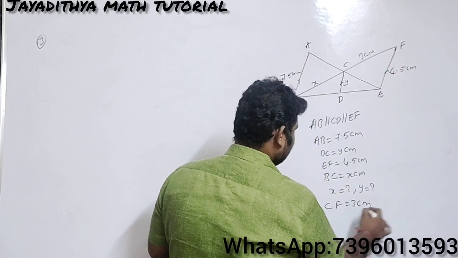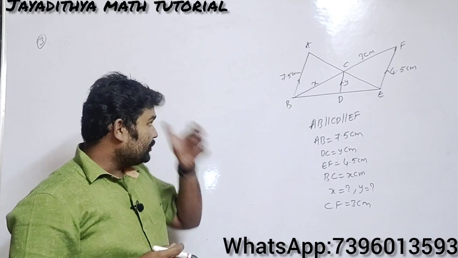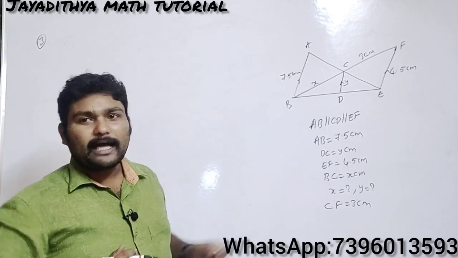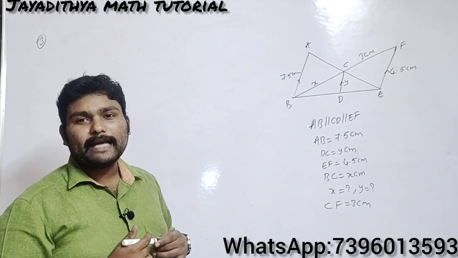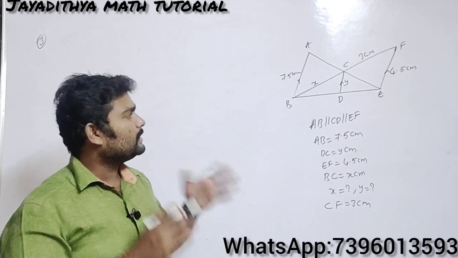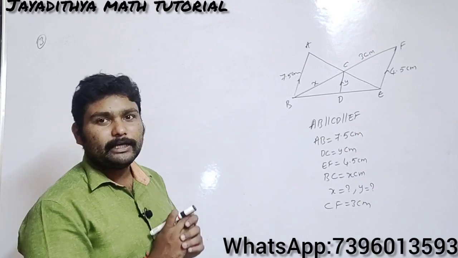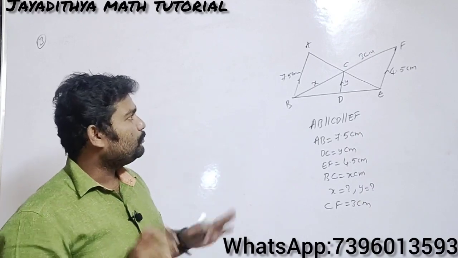CF is equal to how much? 3 centimeters here. Okay, so you need to find the values of X and Y now. Whenever the lines given are parallel, the corresponding angles will be equal. You should get that idea first.